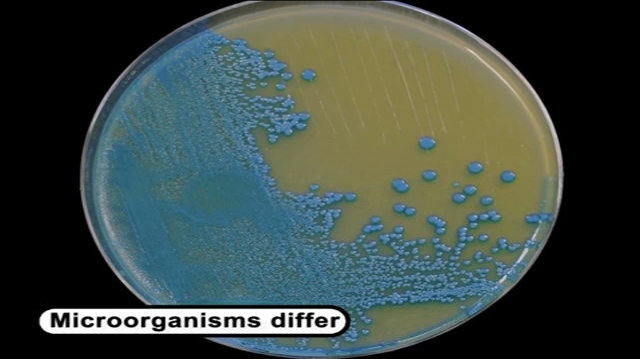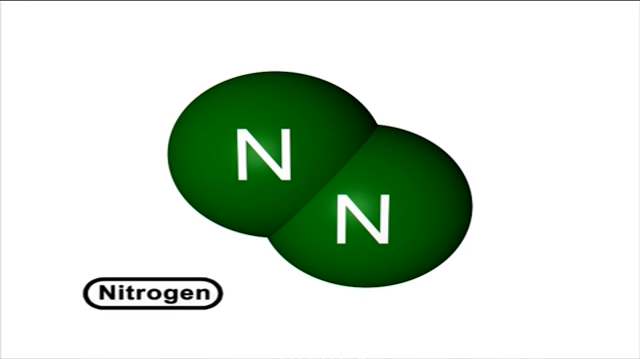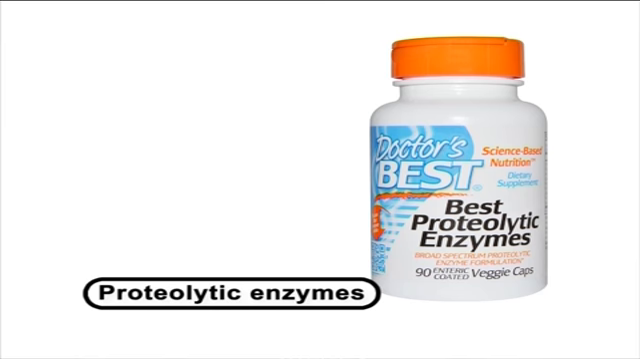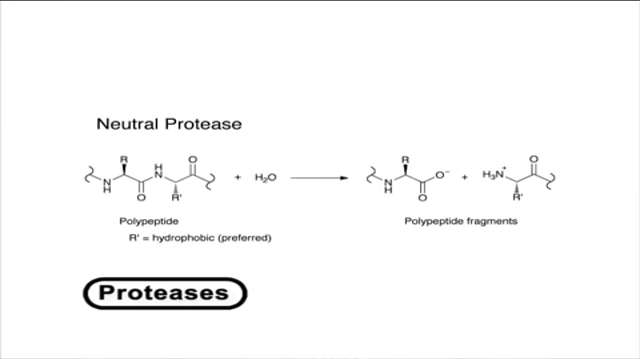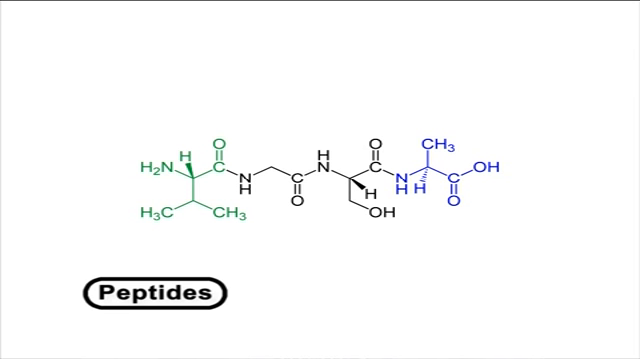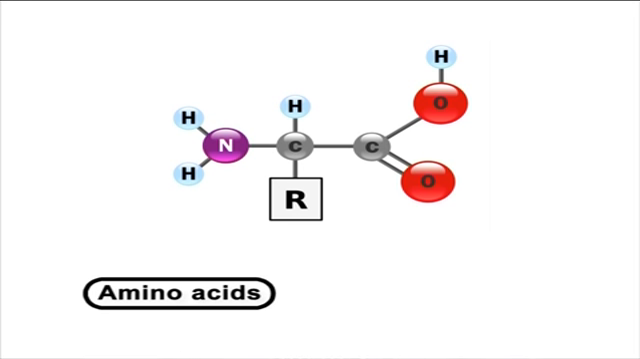The total nitrogen content and different nitrogenous nutrients in food may vary. Microorganisms differ in their ability to use various nitrogenous compounds as a source of nitrogen for growth. Many microorganisms are unable to hydrolyze proteins due to lack of proteolytic enzymes. Proteolytic organisms produce proteases and hydrolyze proteins to peptides and amino acids, which are used as a source of nitrogen for growth by them and others.